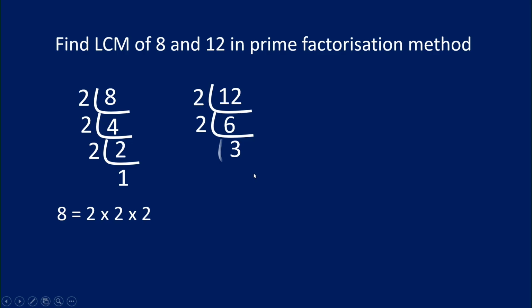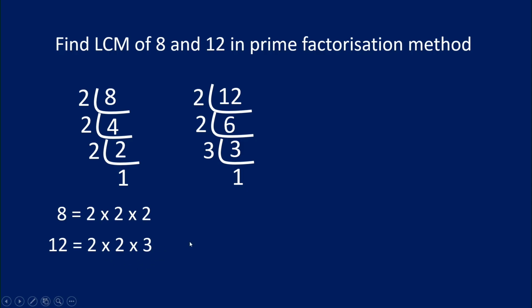So in this manner we need to divide any composite number by prime numbers. Now write the product of these 3 prime numbers to get 12. So 12 is equal to 2 into 2 into 3. Now observe these: here we see 3 times 2, and here 2 times 2 and 1 time 3.